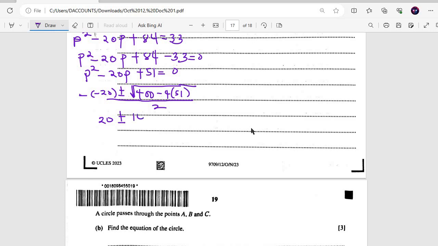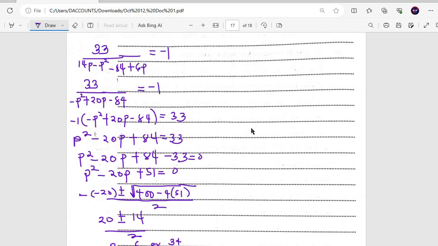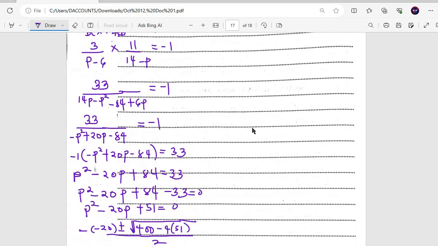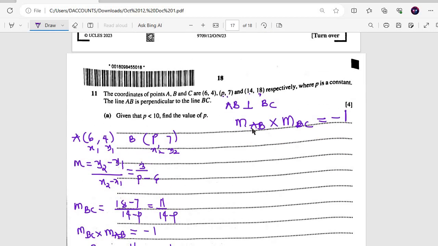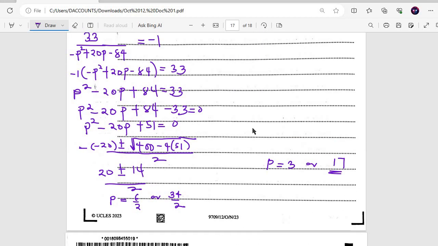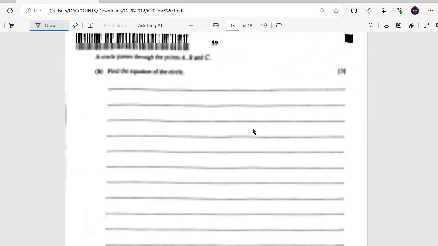which is 14, divided by 2. So p is 20 minus 14, 6 over 2, or 34 over 2. At the end of the day, 6 over 2 is 3 and 34 over 2 is 17, but we are given the condition that p is less than 10, so we go for the one that is less than 10. P is equal to 3, that's the answer.